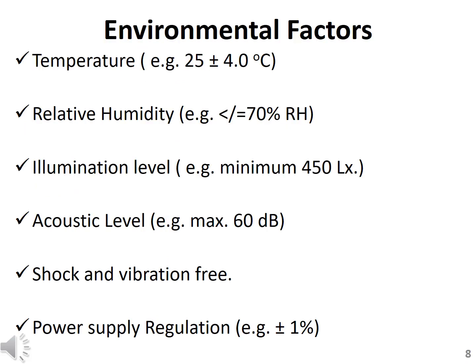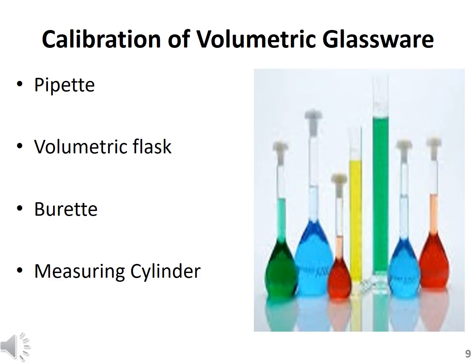So these are the environmental factors which should be in your mind when you are calibrating any glassware or equipment or any instrument. For example, temperature, relative humidity, illumination level, acoustic level, shock and vibration free, and the power supply regulation. Okay, these are the volumetric glassware that we are using conventionally in the chemistry lab.